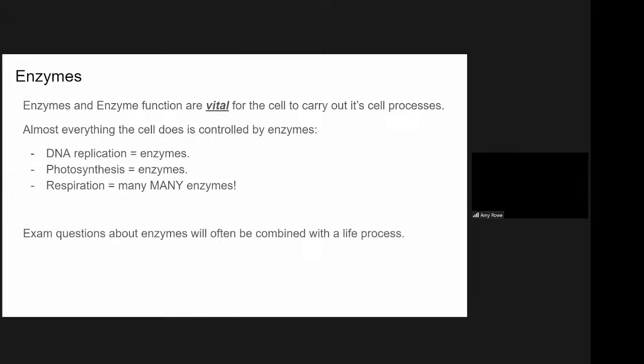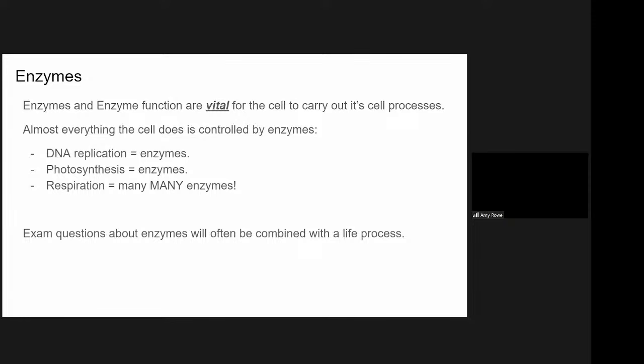So enzymes and enzyme function are vital for the cell to carry out its cellular processes. And as I mentioned earlier, almost everything the cell does is controlled by enzymes. So DNA replication, truckloads of enzymes, photosynthesis, enzymes, respiration, many, many enzymes involved. So if you're asked a question about the factors that affect DNA replication, there will be some specific to DNA replication, but you can also include all of the things that affect enzymes, so things like pH and temperature and the availability of substrates.